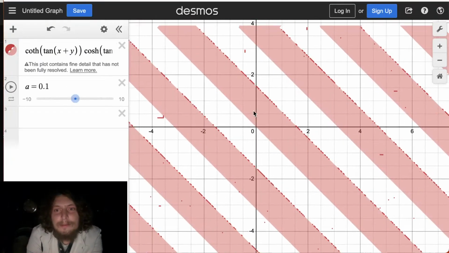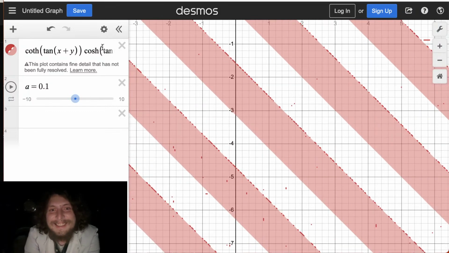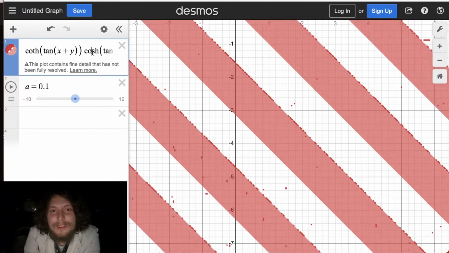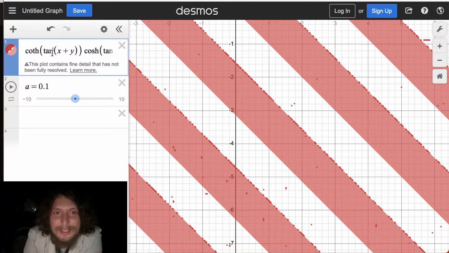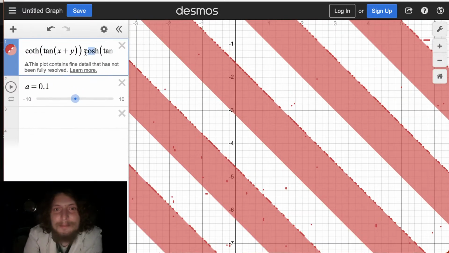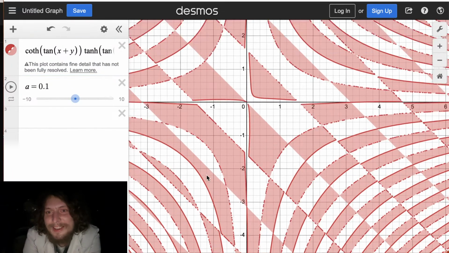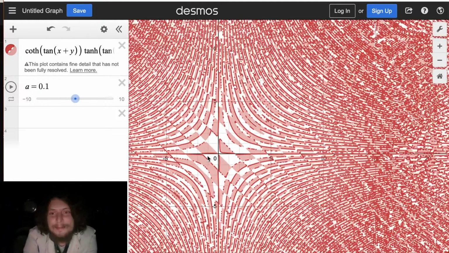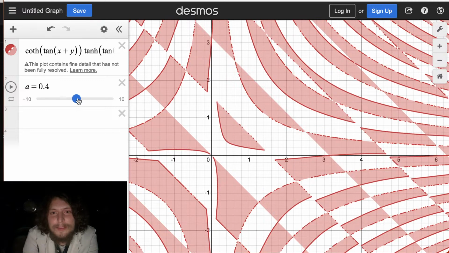And sometimes you cancel out, and here it's like something canceled out the interestingness. So we don't want cosine or hyperbolic cosine and hyperbolic cotangent multiplied in this way, I guess. Or is that the problem? Yeah, that's the problem. Those things, when they multiply together, they cancel out the coolness. See, there's the coolness again. Coolness back.